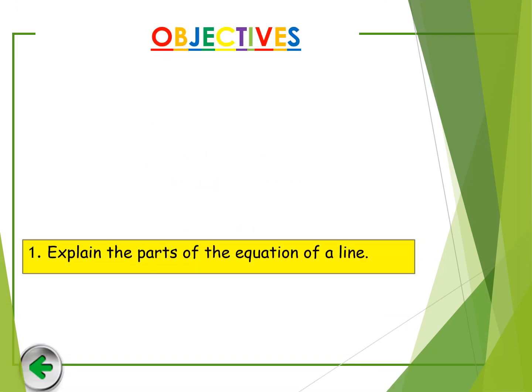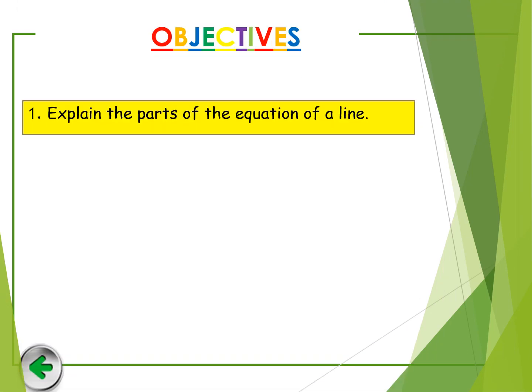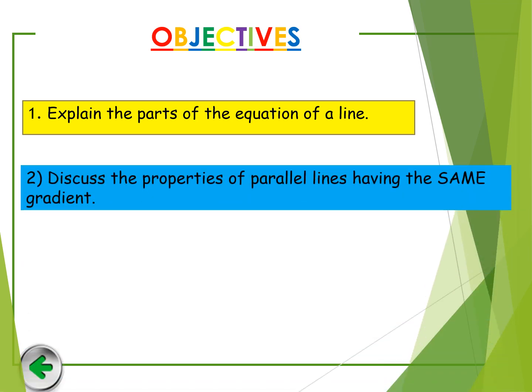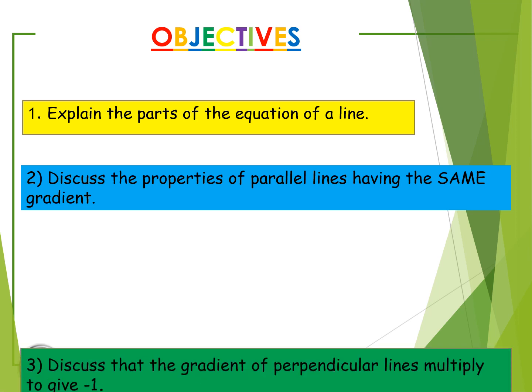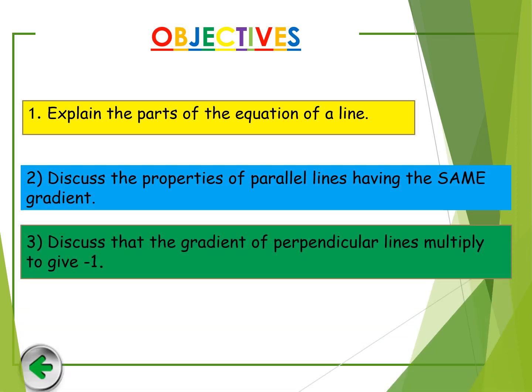Our objectives are: 1, we're going to explain the parts of an equation of a line, y equals mx plus c. 2, we're going to discuss the properties of parallel lines, where they have the same gradient. And then we're going to discuss the gradient of perpendicular lines, being that when you multiply the gradients, you get -1.